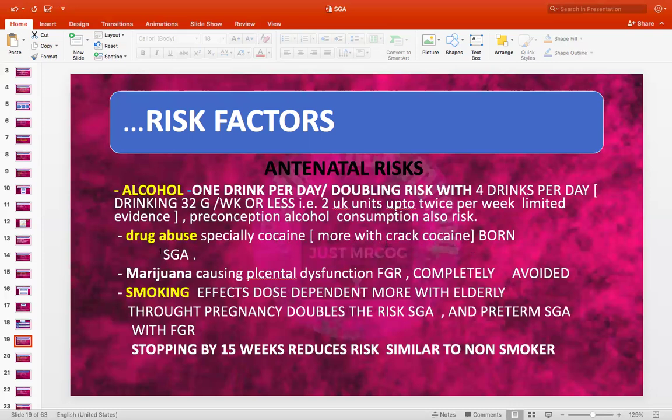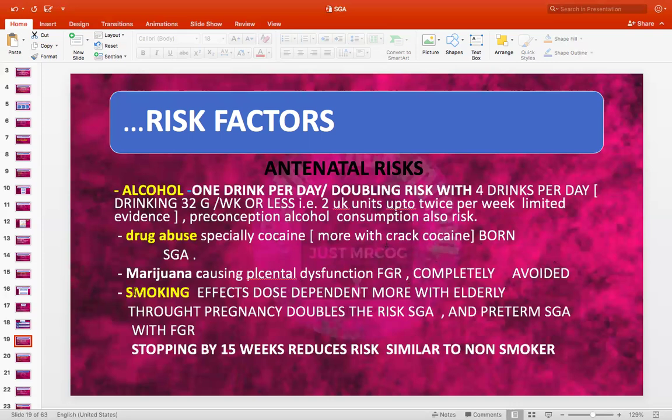This has high risk of SGA. Marijuana causes placental dysfunction, so it goes. The basic thing you have to understand is that whenever there is placental dysfunction, there are more chances of FGR. So marijuana should be completely avoided.